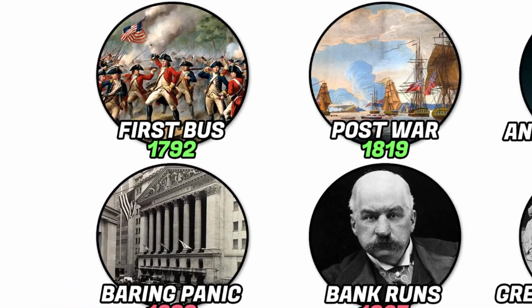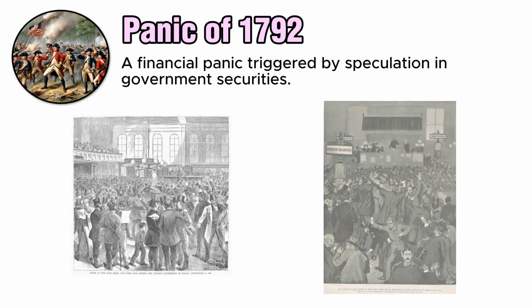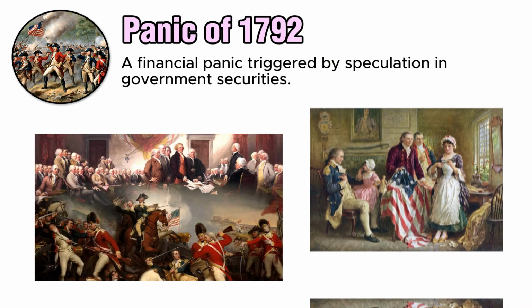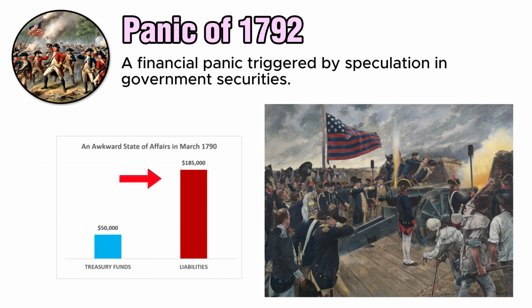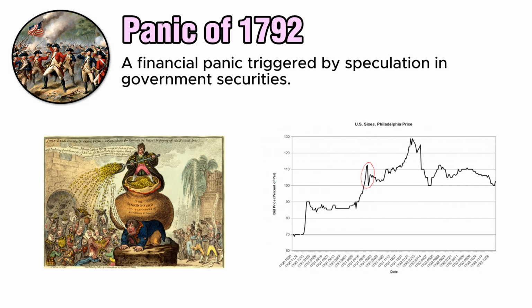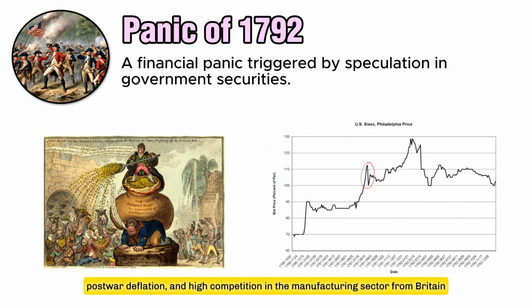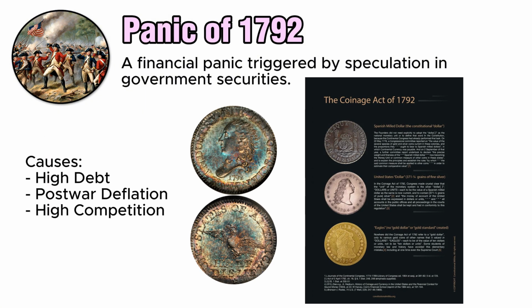The Panic of 1792 was one of the earliest financial crises in U.S. history. The crisis ended the business boom that followed the American Revolution. The reason for the crisis was an accumulation of mounting debts following the siege of Yorktown, the final battle of the American Revolutionary War. Other causes that followed were post-war deflation and high competition in the manufacturing sector from Britain, as well as a lack of adequate credit and a sound currency and interstate trade.